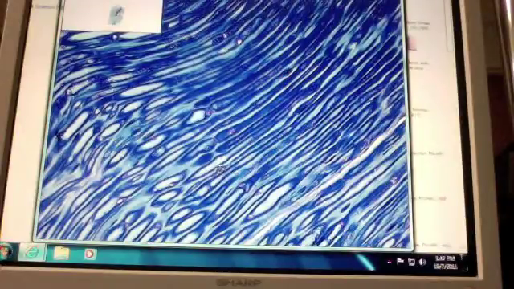But I'm more concerned that you know that when we're looking at the sheath, the white is the actual axon, the blue around it is the myelin, and of course the myelin is from the plasma membrane of the Schwann cell.